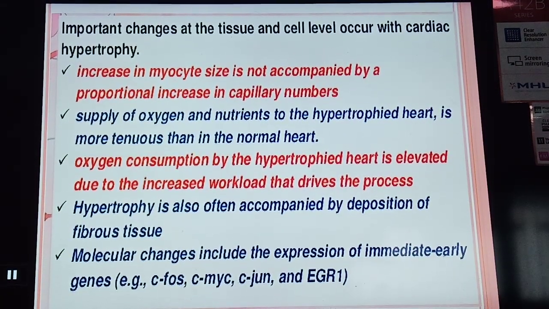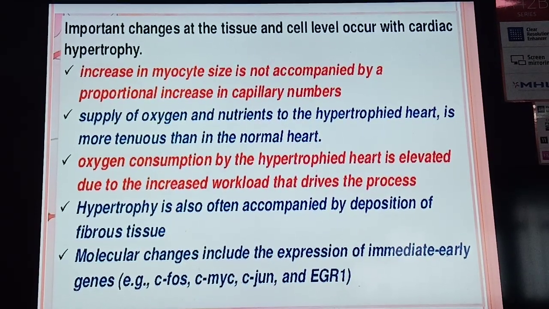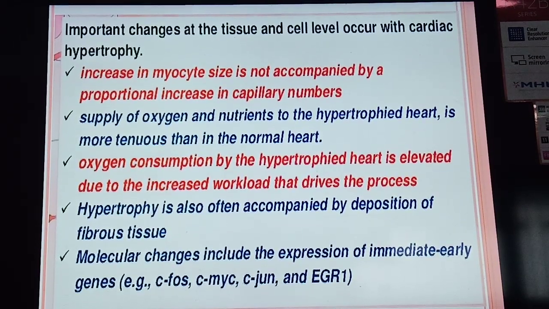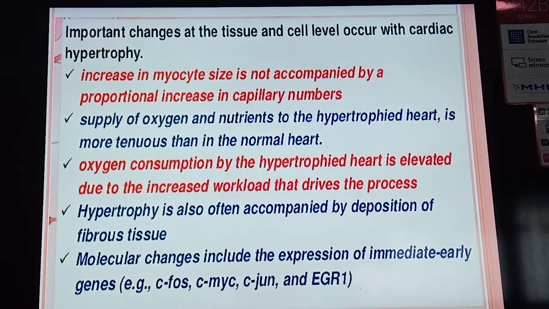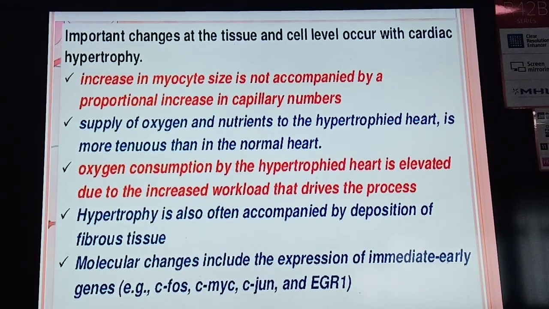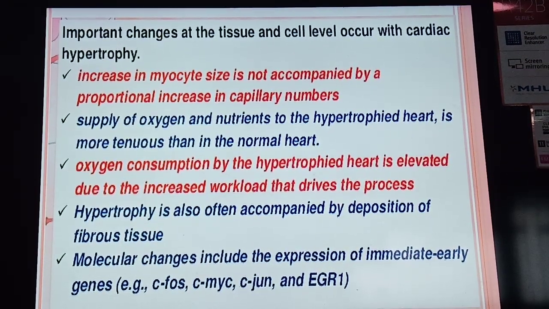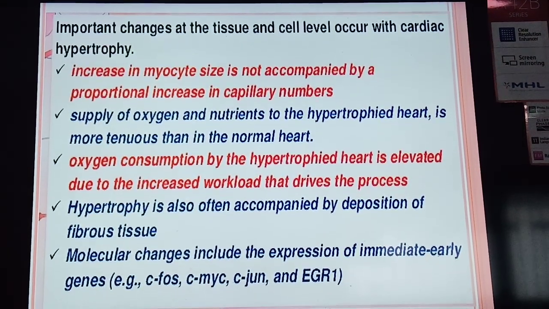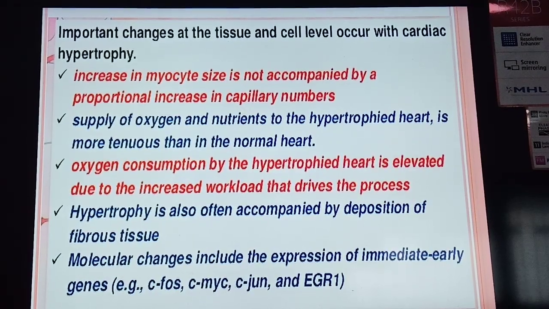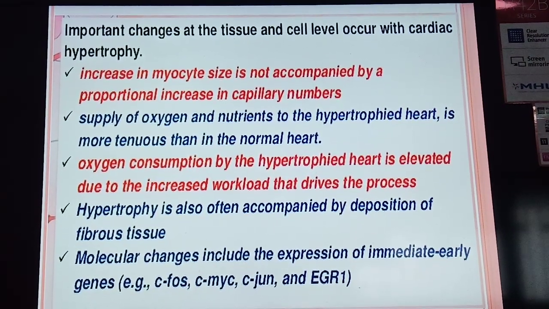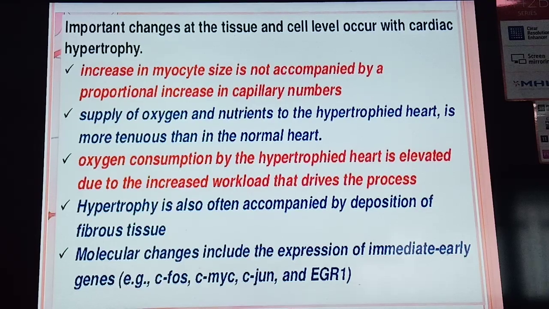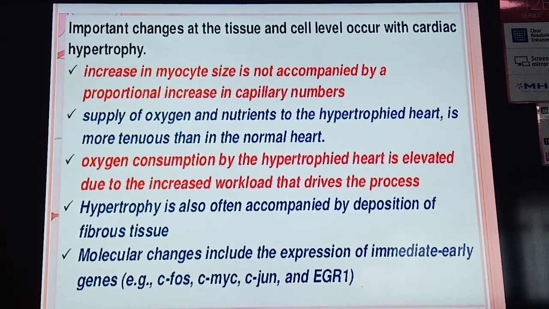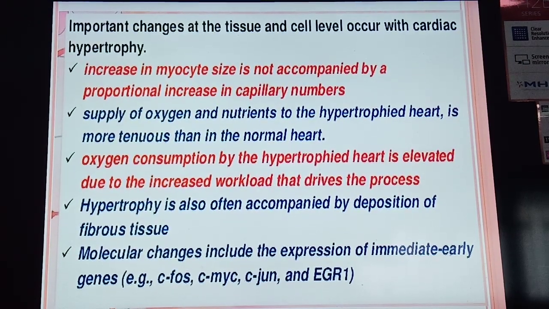So what are the important changes at the tissue and cell level that occur with cardiac hypertrophy? In cardiac hypertrophy, there is an increase in myocyte size that is not accompanied by a proportional increase in capillary numbers. The supply of oxygen and nutrients to the hypertrophied heart is more tenuous than in the normal heart. Oxygen consumption by the hypertrophied heart is elevated due to the increased workload that drives the process. Hypertrophy is also often accompanied by the deposition of fibrous tissue.